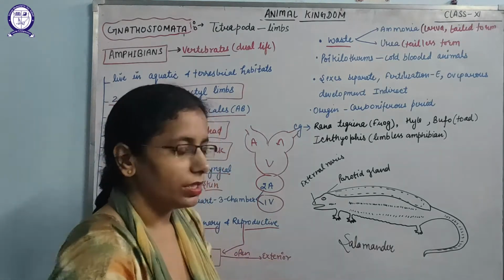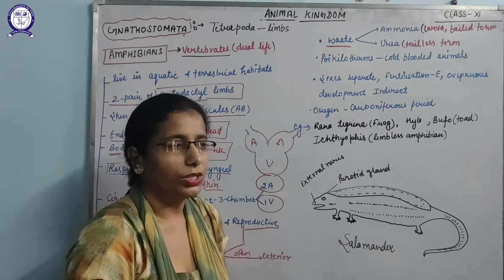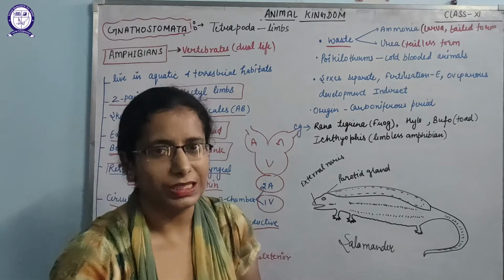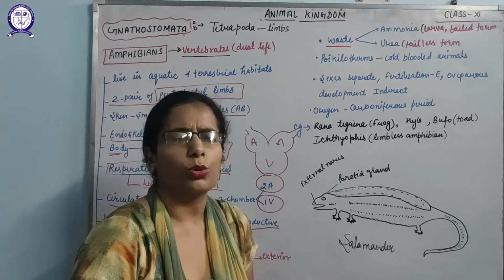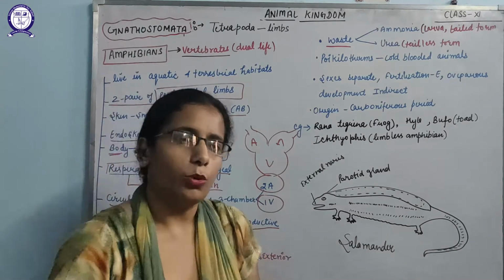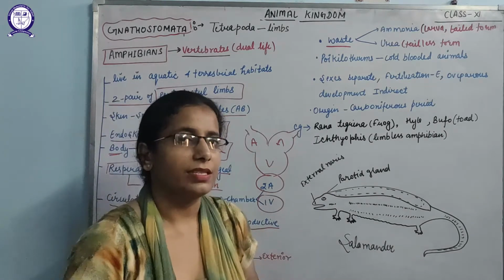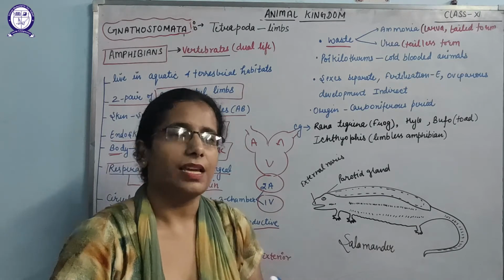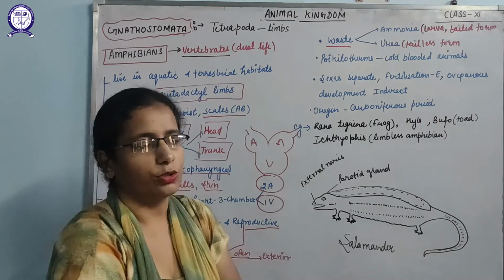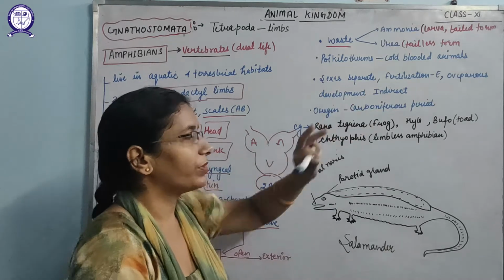If we discuss excretion, these amphibians release both types of waste, ammonia as well as urea. Ammonia is released by the larva or tailed form, that means tailed amphibians, while urea, which is less toxic as compared to ammonia, is released by the tailless amphibians. So ammonia is released by the larva and the tailed amphibians, whereas urea is released by the tailless amphibians. These are poikilothermic animals, and sexes are separate, so fertilization takes place externally. These are oviparous and the development is indirect.